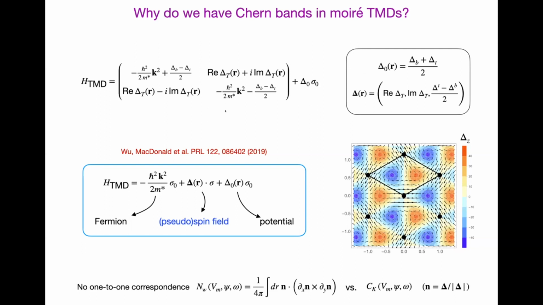And you can see that the continuum model can be rewritten in a way that it looks like a fermion in the presence of a pseudo-spin field. And then if you plot how this pseudo-spin field looks, you see that it has a texture and that it has 1 skyrmion per Moiré unit cell. So you can see this as like the spin of the electron aligns with the pseudo-spin field of the skyrmion, and it acquires a Berry phase as it goes through the unit cell.